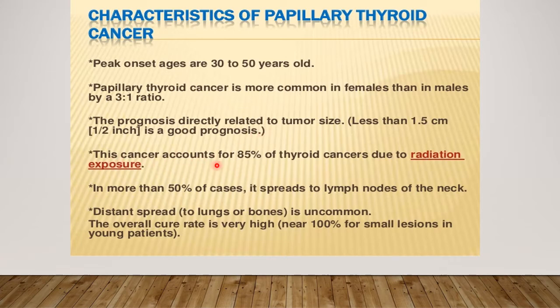This cancer accounts for about 85% of thyroid cancers, and it is directly related to exposure to radiation. In more than 50% of the cases, it spreads to lymph nodes of the neck. Distant metastasis to the lungs and bones is uncommon. The tumor is considered slow growing and the overall cure rate is very high, nearly 100% for small lesions in young patients.